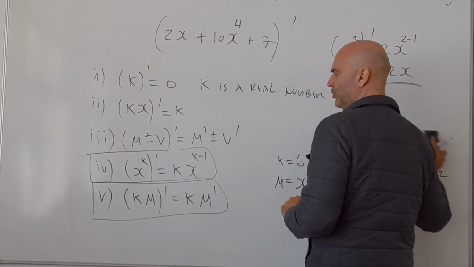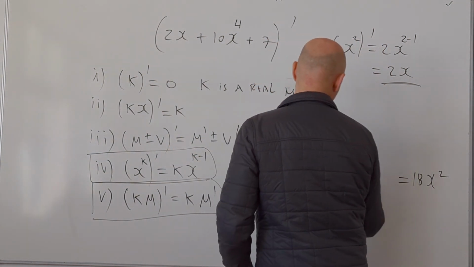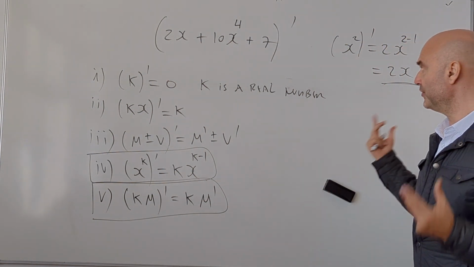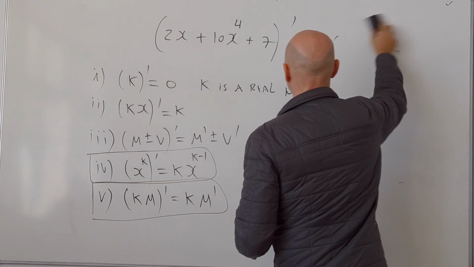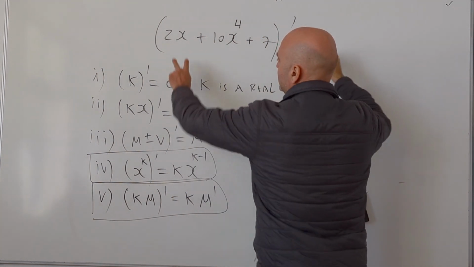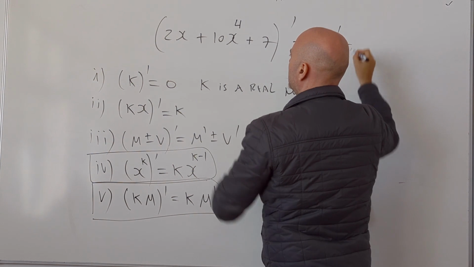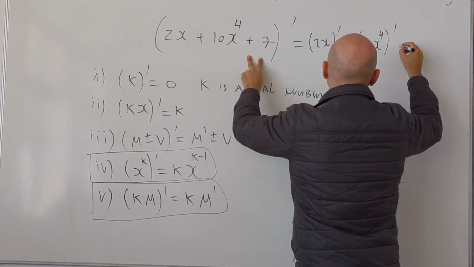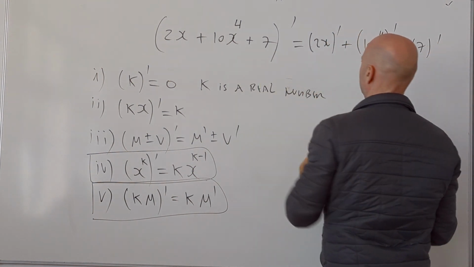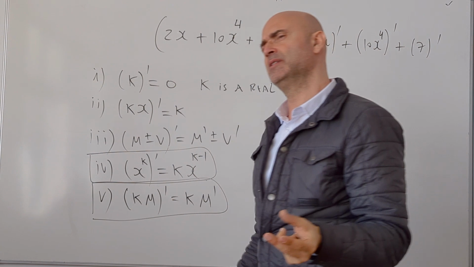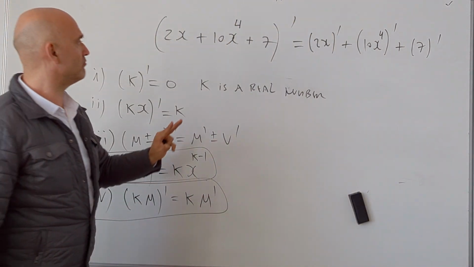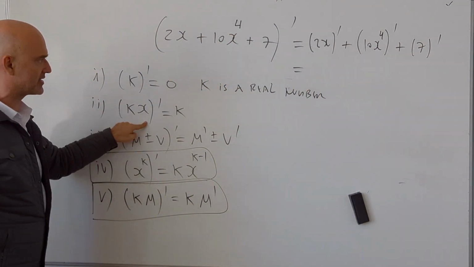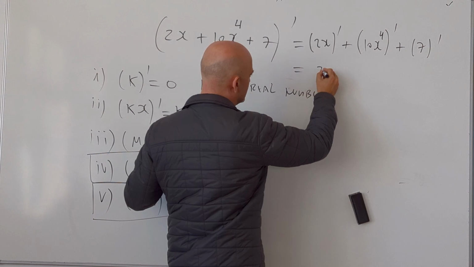I start by rule number 3, because I have a sum of 3 parcels, and the derivative of the sum is the sum of the derivatives. So I will write derivative of 2x plus derivative of 10 times x with exponent 4 plus derivative of 7. I applied rule number 3, and now here I apply rule number 2. We have a k times x. So what is the derivative? K. So we get 2.